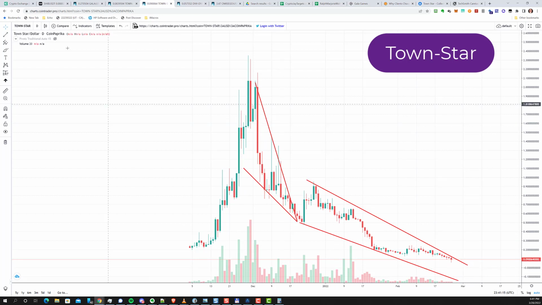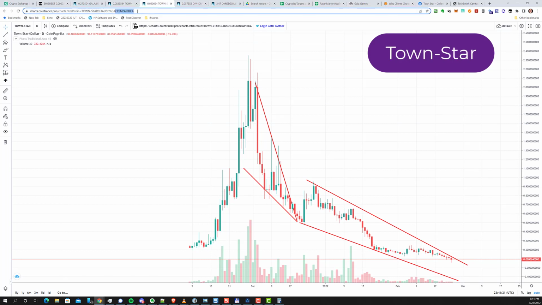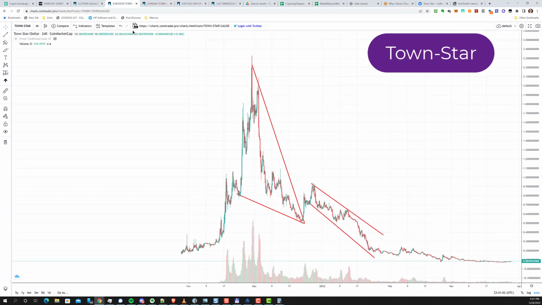Well, apparently, I'm just guessing that maybe Townstar got delisted from this exchange, which was called Coin Paprika, okay? And therefore, there is no price here after February 24th. So really, about a month, I've just been staring at the same stupid chart and haven't even noticed that the chart wasn't changing. So today, I switched.